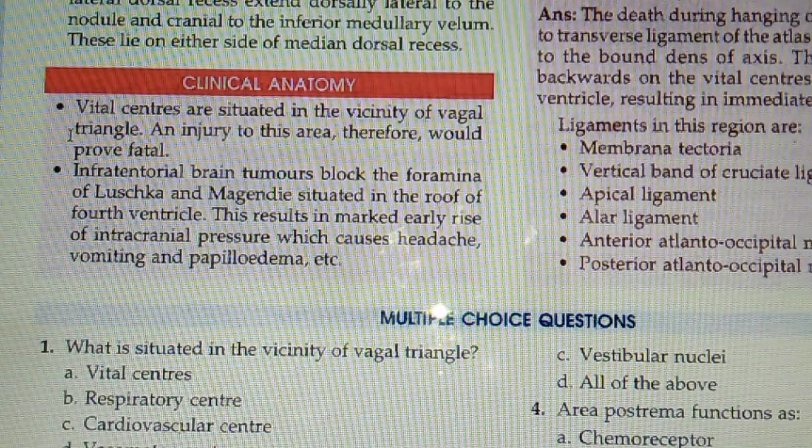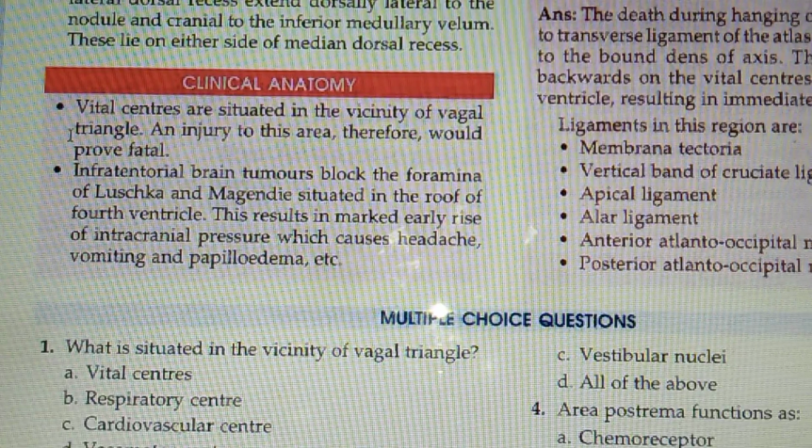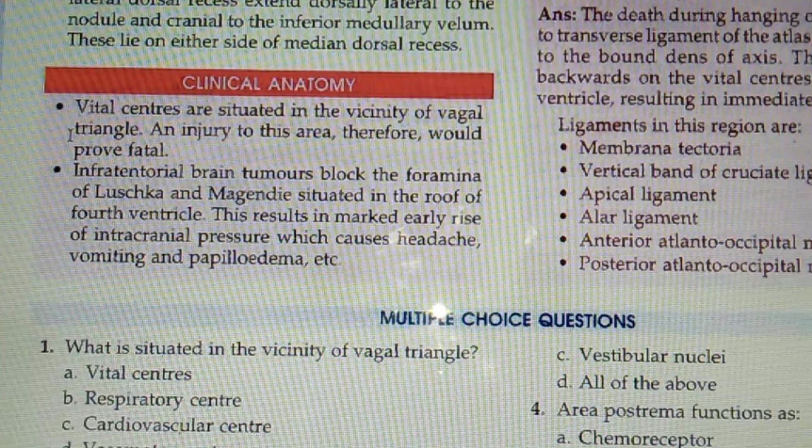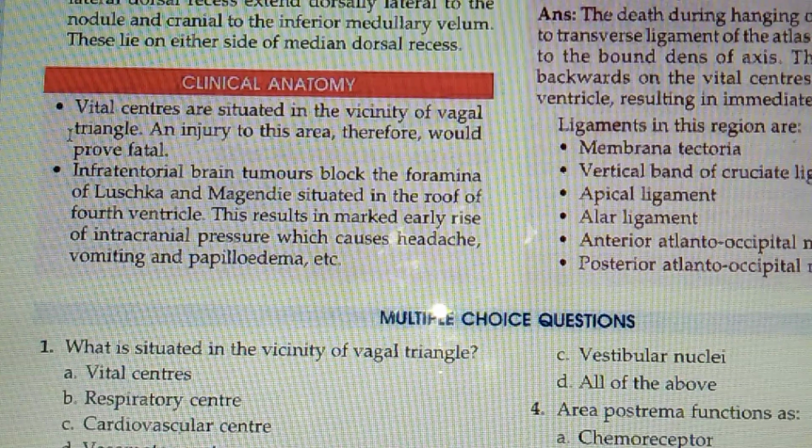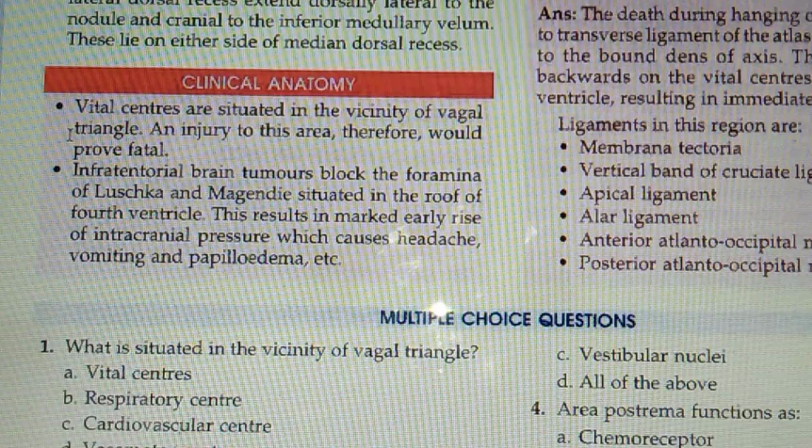Right? So again, these infratentorial brain tumors can prove fatal for human life. So these are the two applied anatomies of the fourth ventricle.